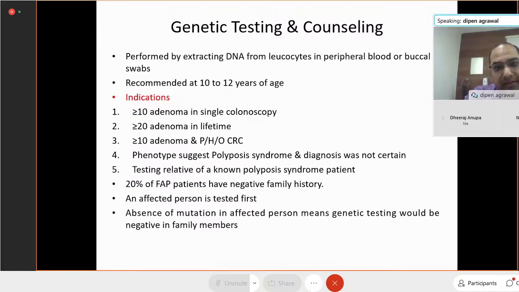So, for genetic testing and counseling, genetic testing is done by extracting DNA from leukocytes in the peripheral blood or from buccal swabs. They recommend it at 10 to 12 years of age.